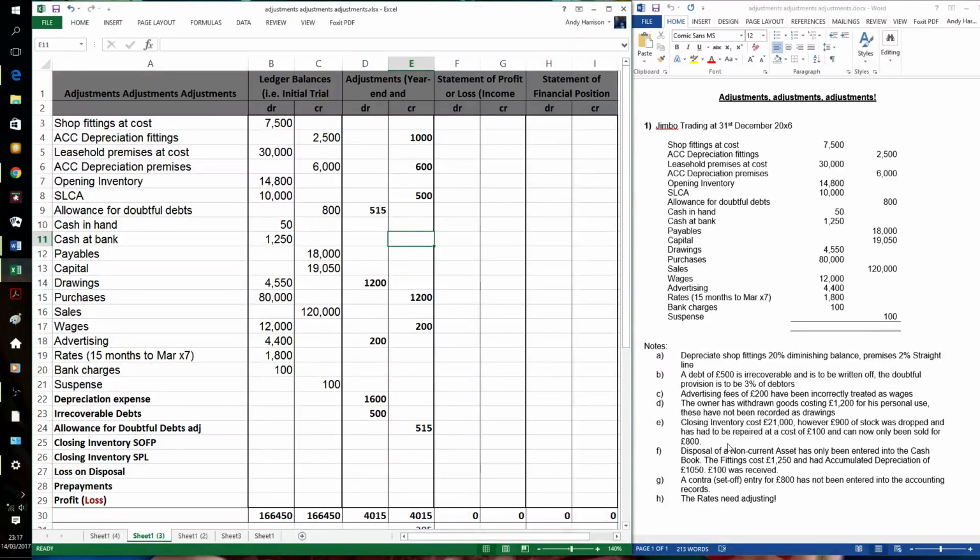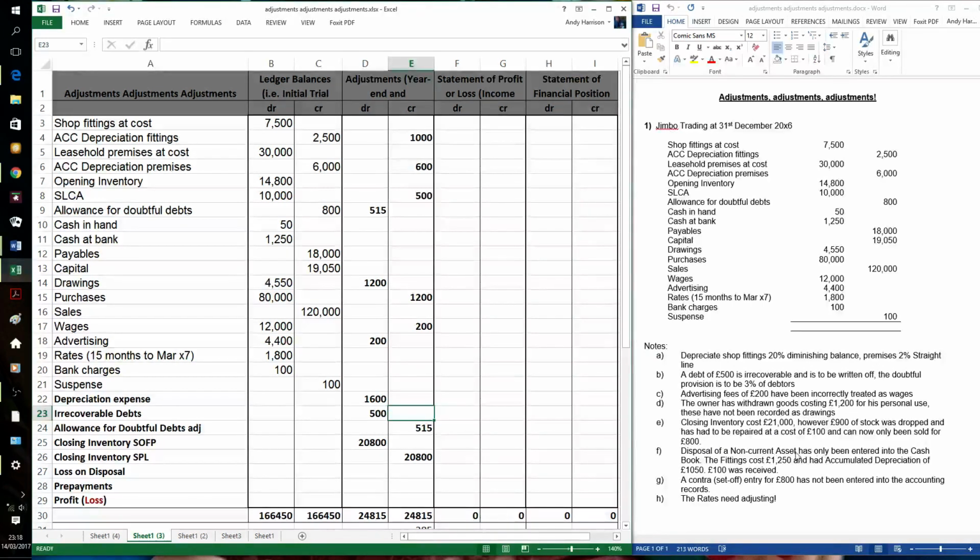Closing inventory, so we've got a net realisable value issue here. Cost 900, 800 minus 1,000, because it's going to take a bit of repair. Net realisable value is 700, that's £200 less than it's valued at the moment, so we need to knock the 200 off the closing inventory. So closing inventory, statement of financial position, and take it out of the statement of profit or loss because it's next year's cost of sale.